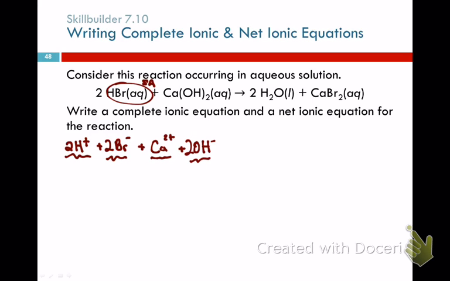That's aqueous. So now I'm left with the right half, right? What's that? Liquid, right? Stays together. Don't split it up. So I can just write this out as 2H2O. And then you'll put the state in. The aqueous is the only one I'm letting you drop out. And then there's calcium, and there's bromide. Right? And it's aqueous, so I split it up.